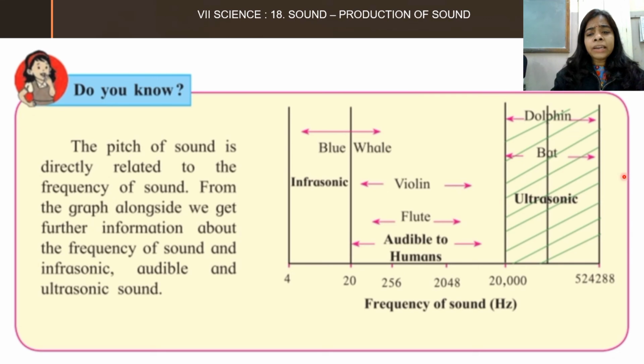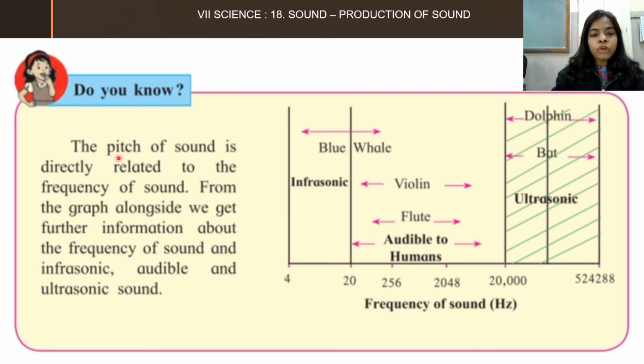Now, this chart is showing the range of sound, the range of our audible sound, children. See, less than 20 hertz is infrasonic sound and more than 20,000 hertz is ultrasonic sound. We are not able to hear this sound, but the bat is able to hear the sound. Dolphin is able to hear the sound. And the blue whale here is able to hear the sound which is coming in our range and also in the infrasonic range, which means they are able to hear very low sounds.